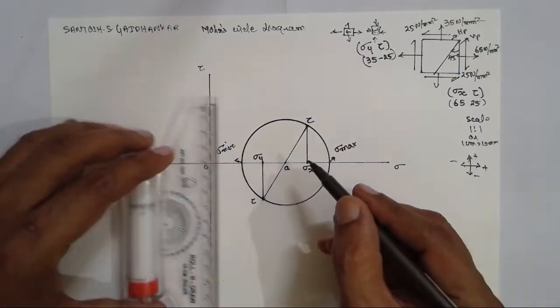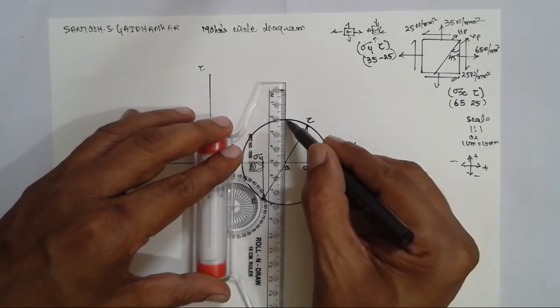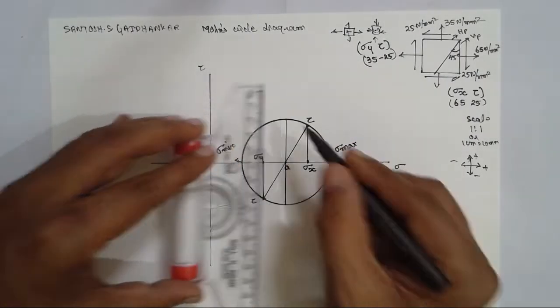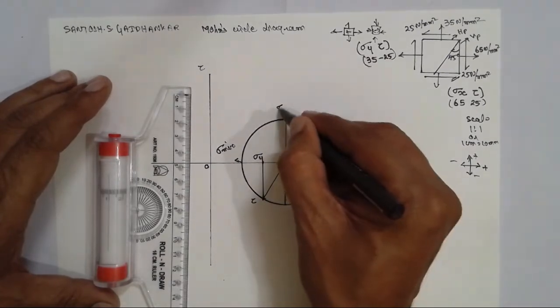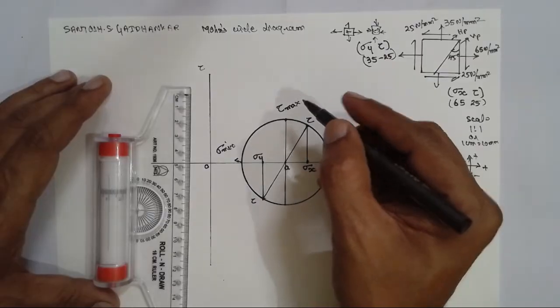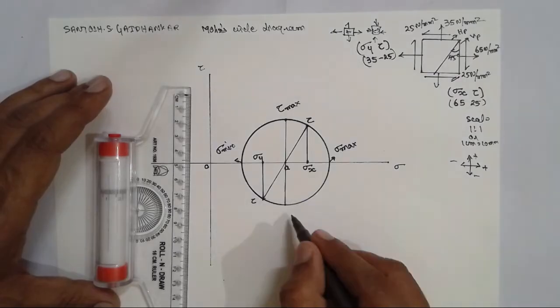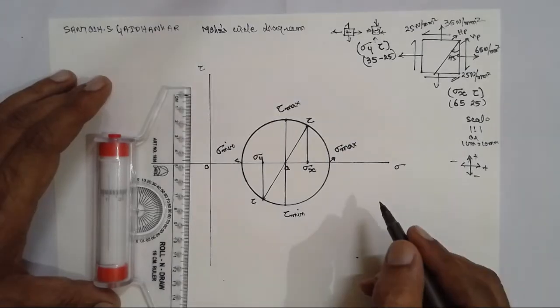Now from the O point, draw a vertical line till it touches the circle. This point we call tau max, the maximum shear stress. And here tau min, the minimum shear stress.